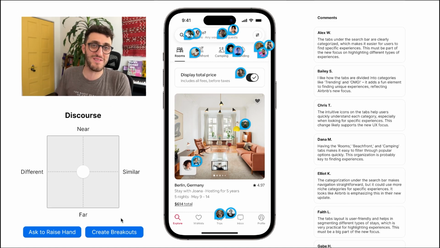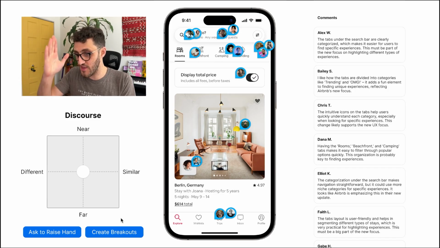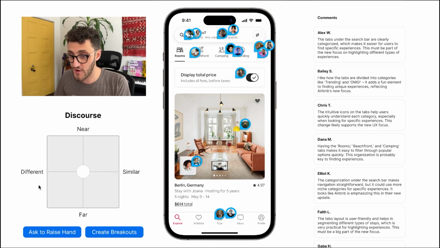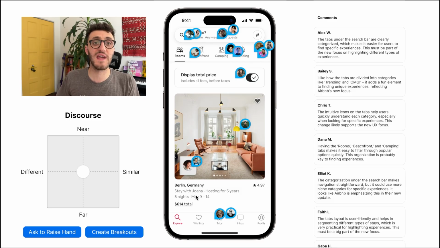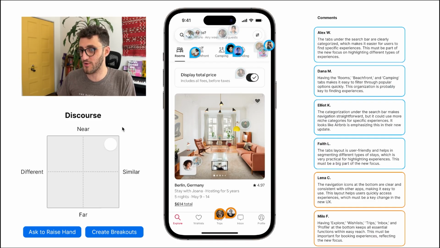Here is a very rudimentary discourse coordinator UI. On the x-axis, we have different and similar opinions. And then we have near and far for proximity on the UI. Let's say I want to have the safest kinds of conversations for people who are similar and near to each other. So these are people who pointed to similar things on the UI and said similar things about the question that we originally asked, which element is most important for Airbnb's new experience focus. And so here I can then choose to create breakout rooms or ask these people to raise their hands so I can facilitate a discussion with the whole room.